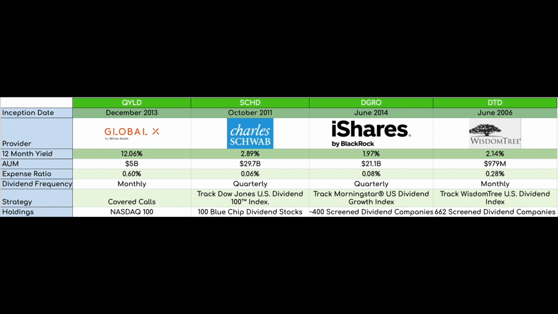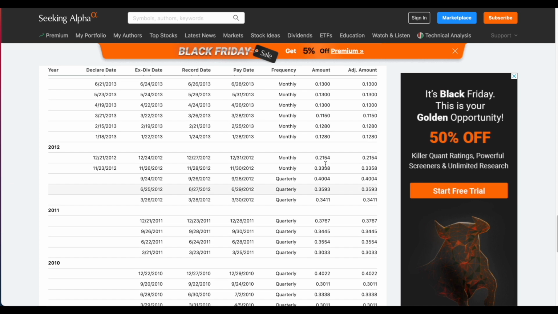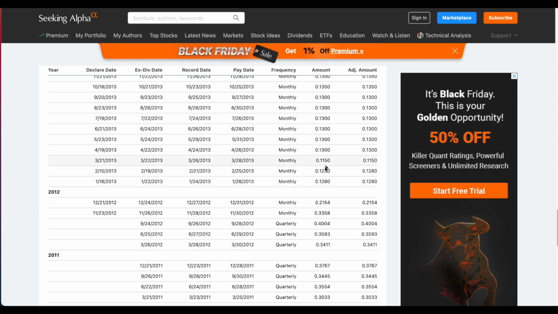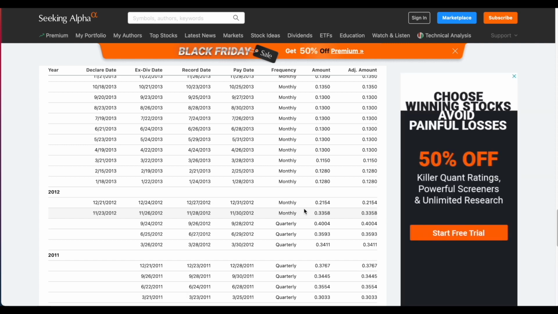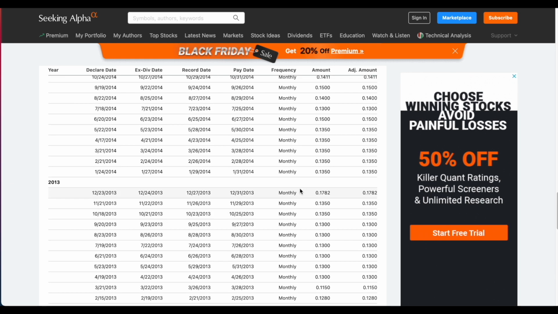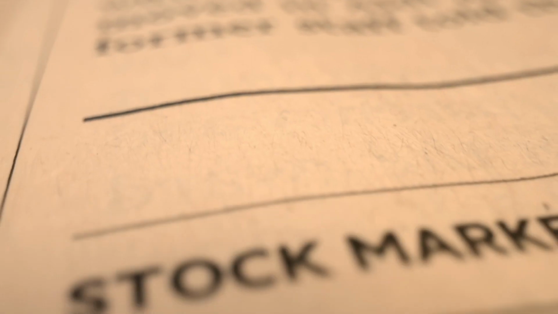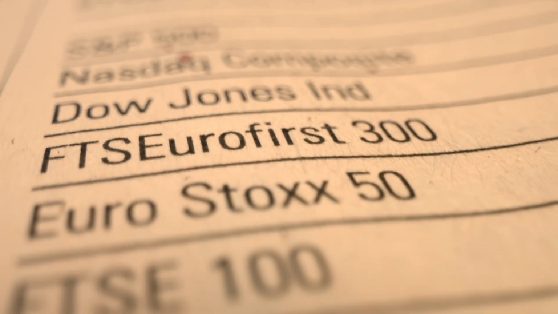Now, when we take a look at DTD stats for the first time, we can see that they have been around since 2006. That easily beats out any other ETF that we have looked at in the past. It's great to have a proven track record of 15 years of consistent dividend payments. Around 2012, that's when they went from paying dividends every quarter to now, on a monthly basis, they will distribute dividends. Something that is usually only seen when ETFs do options trading, but there is no options trading done with DTD. They hold about 660 screened dividend companies.